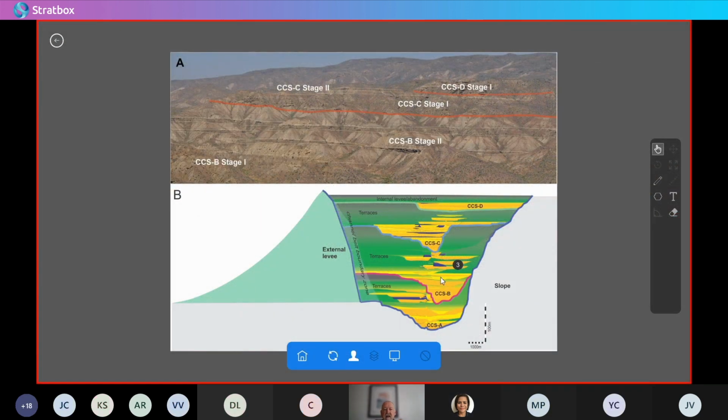So I think you can use this as analogous to some sandy systems, but I want to stress that even in gravelly systems, they're not all the same. So you've got to be very careful about using anything as a direct analog for anything else.